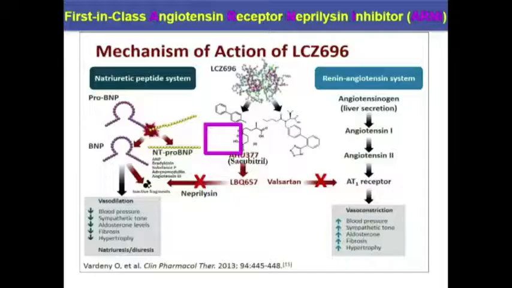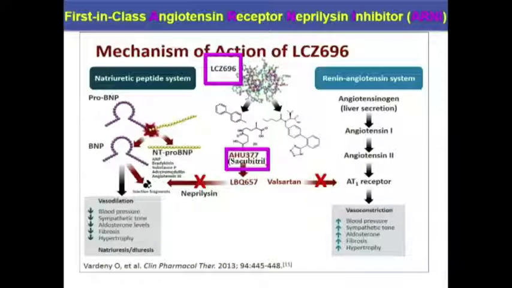LCZ696 is made up of the neprilysin inhibitor, sacubitril, LBQ657, which blocks neprilysin. And it also includes valsartan, the ARB. Now, by blocking the vasoconstriction at the AT1 receptor, it decreases blood pressure, sympathetic nervous system tone, mineralocorticoid receptor activity, fibrosis, and hypertrophy of the vasculature and the heart. And on the left-hand side of the slide, by blocking ANP and BNP breakdown, that is, as a neprilysin inhibitor, it decreases blood pressure, also decreases sympathetic tone, aldosterone levels, fibrosis, hypertrophy. And it's also natriuretic and diuretic.